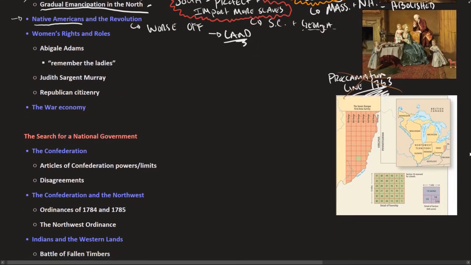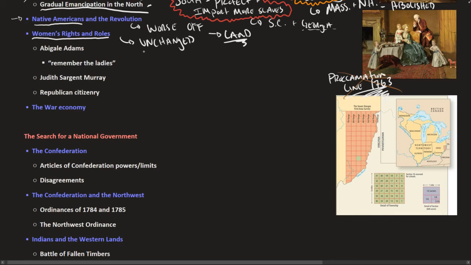And in fact, even after the Battle of Yorktown had occurred, fighting continued between the United States and Native Americans who had allied themselves with the British, going on in the West even in 1782, 1783, and some of the years afterwards. In terms of the rights of women and the roles that they play in society, for the most part, we would say that this was unchanged.